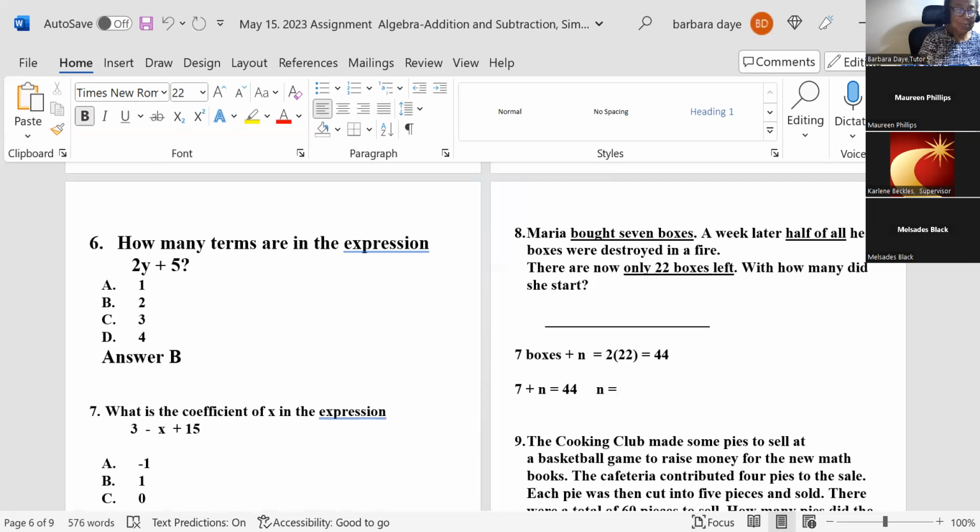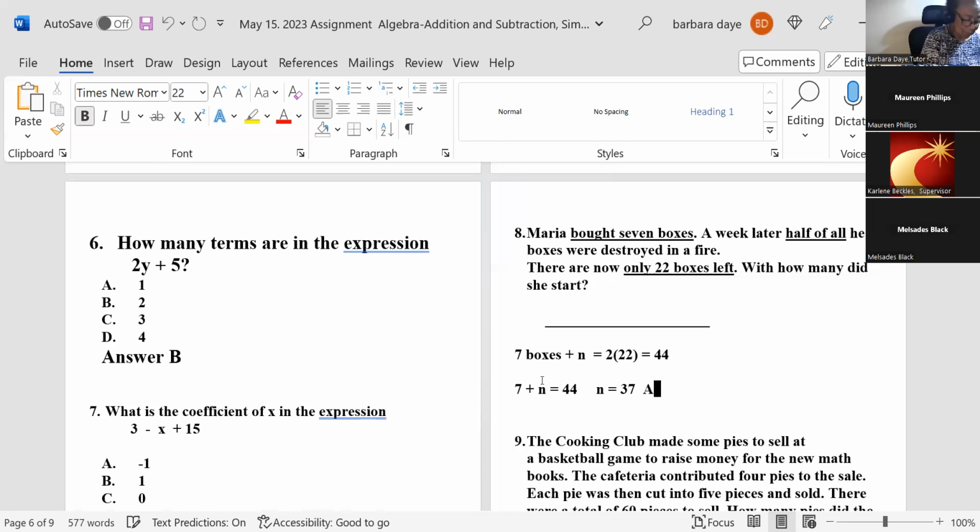N is equal to 22. No, solve that for N. Let me see. Maureen, you got it? What number do you add to 7 to get 44? Maureen, you got it? 37. Yep. 37. That's the answer.